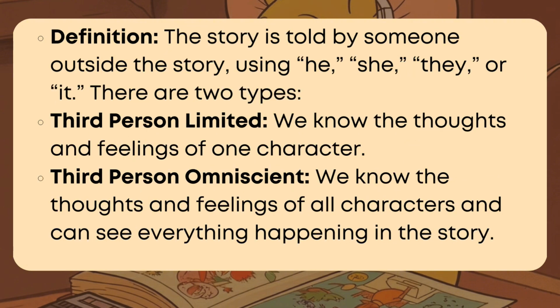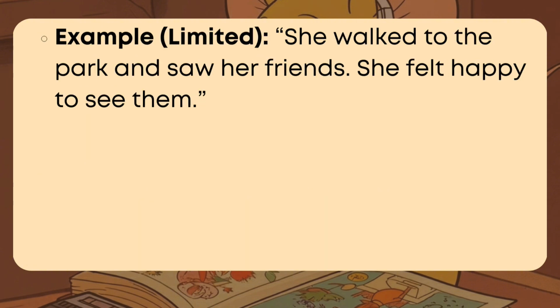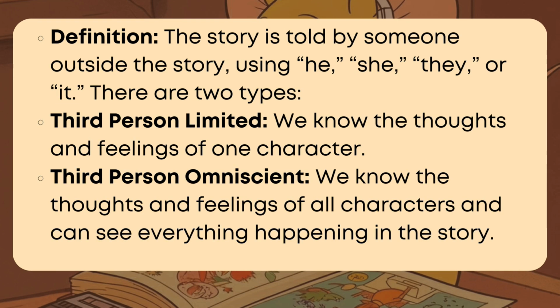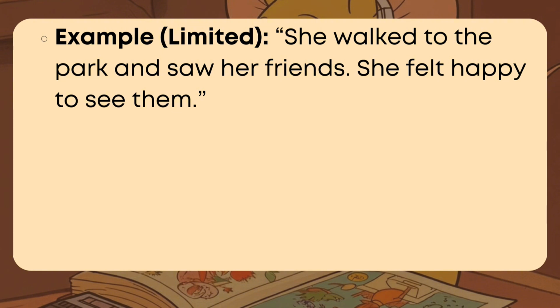So, balikan natin yung third person limited. So, sa third person limited, we know the thoughts and feelings of one character. So, tingnan natin dito sa example: She walked to the park and saw her friend. She felt happy to see them. So, sabi dito, sa limited ay alam niya yung sinasabi at nararamdaman ng character.